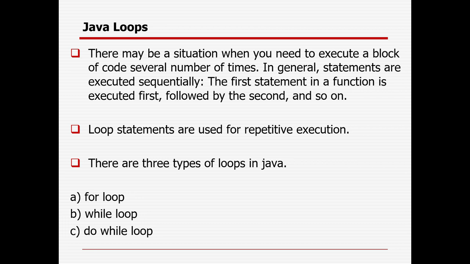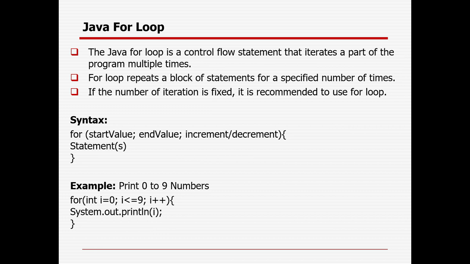There may be situations when a user needs to execute a block of code several number of times. In general, statements are executed sequentially. The first statement in a function is executed first, followed by the second, and so on. So loop statements are used for repetitive execution. There are three loops: for, while, and do while. So why will you use the for loop? When you know the number of iterations is fixed, you can go with the for loop. The Java for loop is a control flow statement that iterates a part of the program multiple times. The for loop repeats a block of statements for a specified number of times. If the number of iterations is fixed, it's recommended to use a for loop.